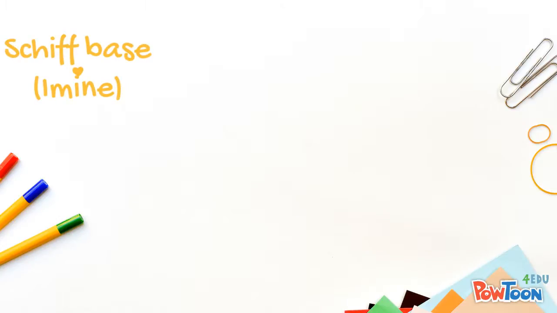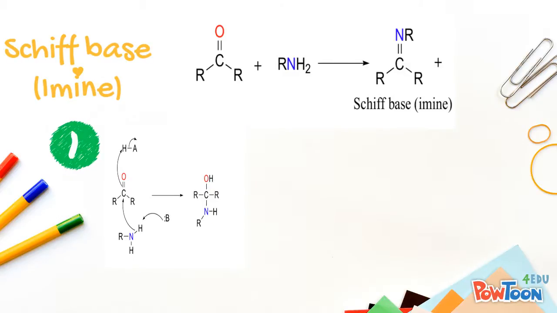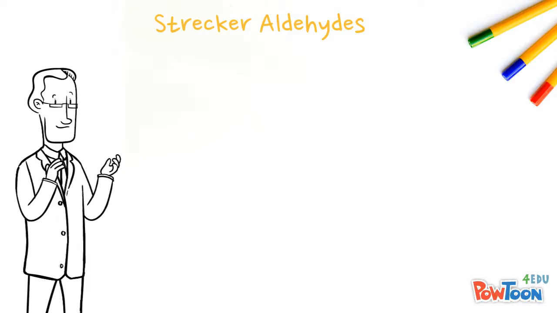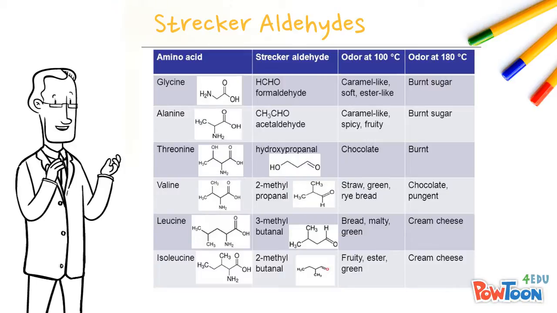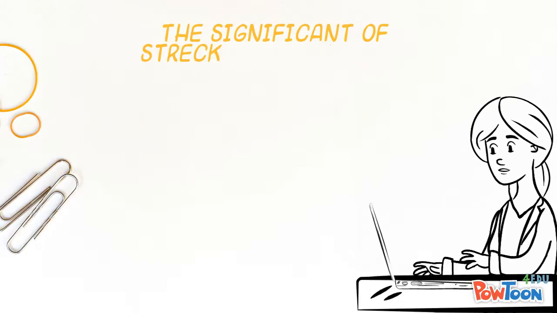During the reaction, the amino acid undergoes decarboxylation and deamination and is transformed into the imine or Schiff base. In this compound, the carbon-oxygen double bond is replaced by the carbon-nitrogen double bond. Mechanistically, its formation involves 2 steps. After that, a Strecker aldehyde, which contains 1 less carbon atom than the original amino acid, is formed, which contributes to the formation of the cooked aroma.